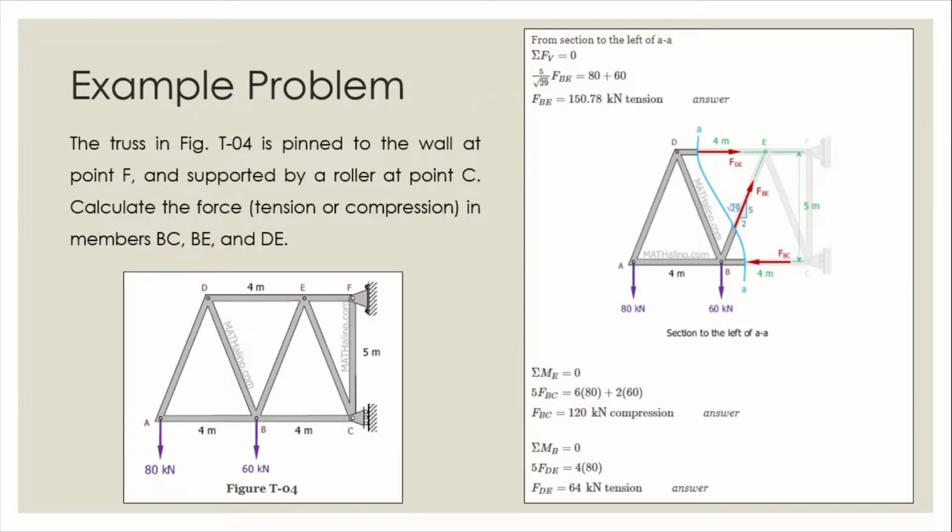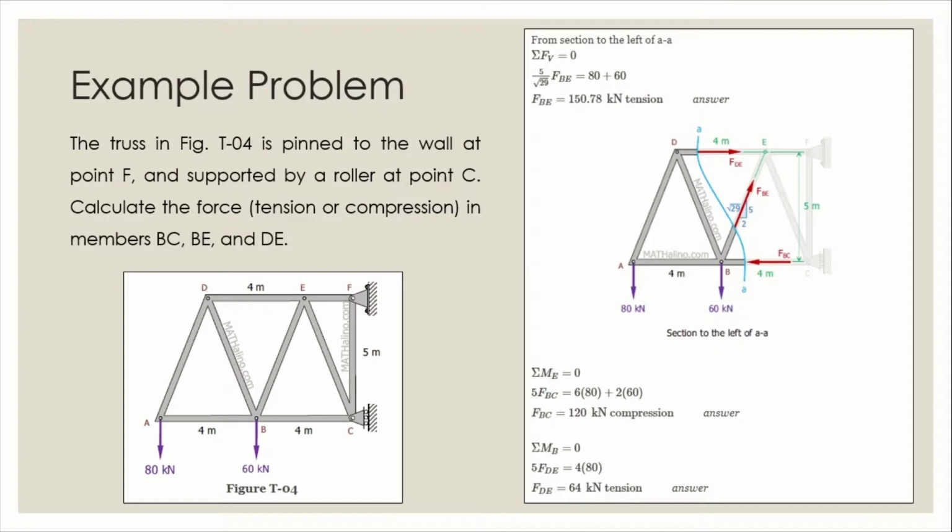Example problem. The truss in figure T04 is pinned to the wall at point F and supported by a roller at point C. Calculate the force, tension or compression, in members BC, BE, and DE, from the section to the left of A to A.